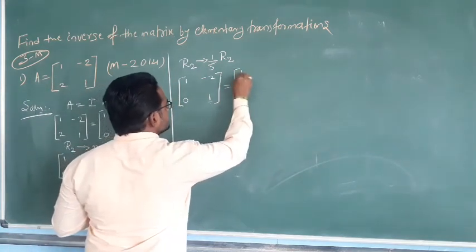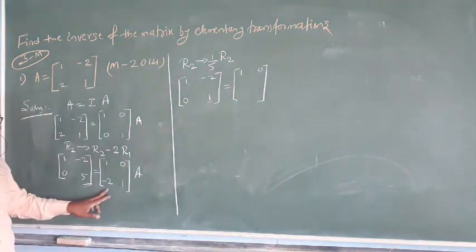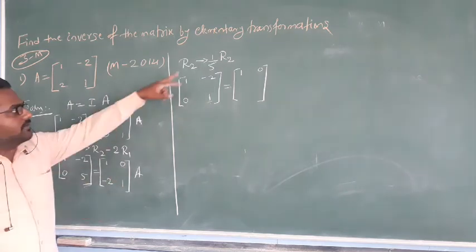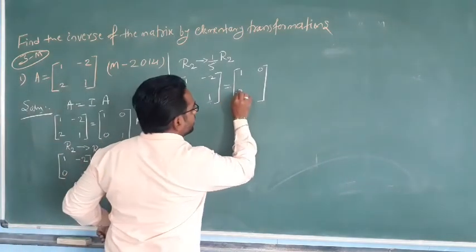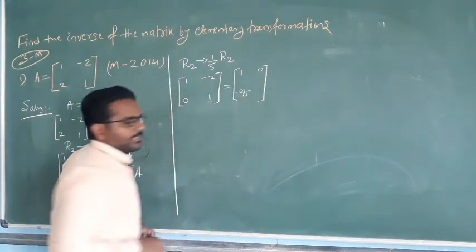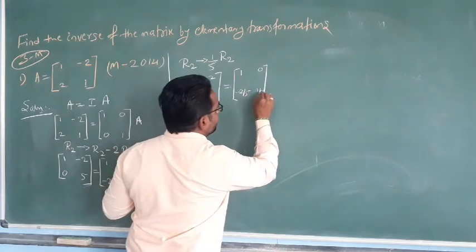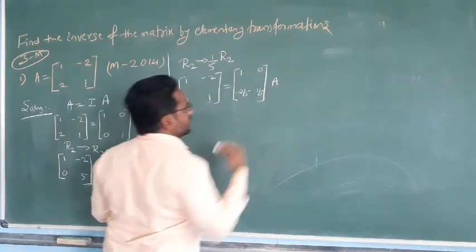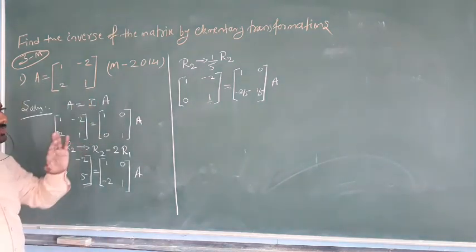So first row nothing changes. In the RHS part, 1 0. The second row, 1 by 5 into R2. 1 by 5 into minus 2, that is minus 2 by 5. Next, 1 into 1 by 5, that is 1 by 5 into A. So the second row of the LHS part becomes 0 and 1.